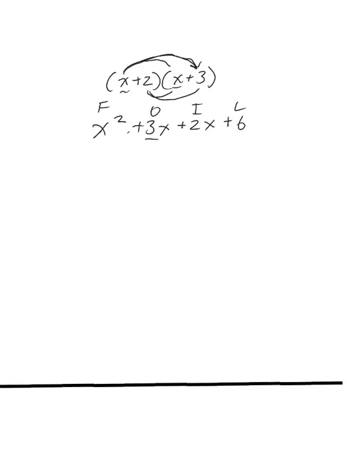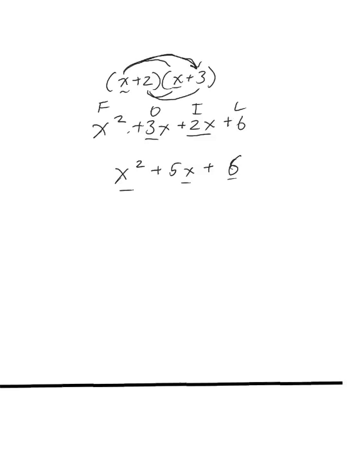And we often have to combine the O and the I, because they're like terms, and so we get 5x plus 6. Probably worth noting that this is in standard form because we're going from high degree of 2, 1 degree, and then 0 degrees. So keeping it in standard form.